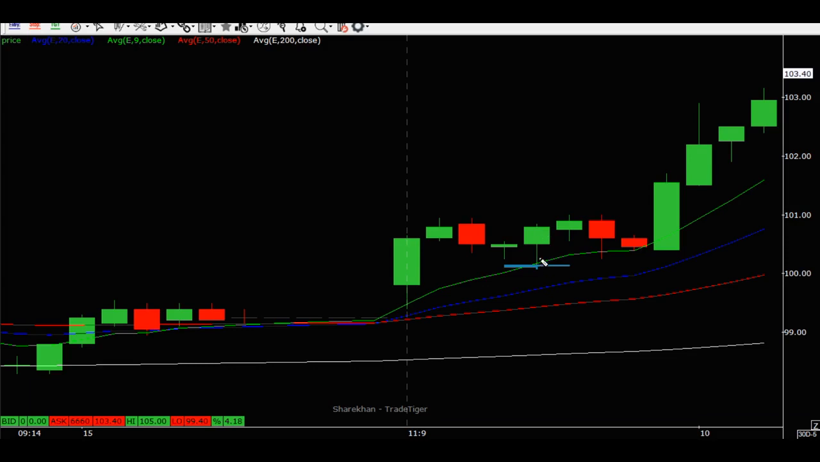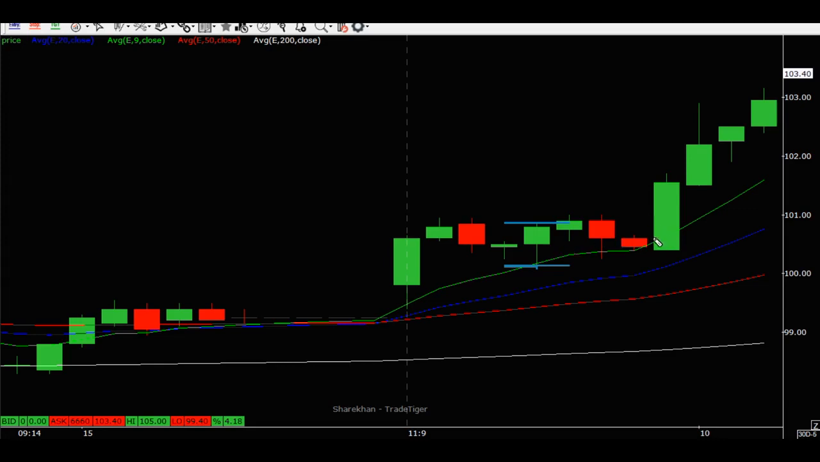So we get our signal when this hammer is formed. We can enter above this hammer high, keeping our stop loss below this hammer low. Or if you want some more confirmation, you wait for another hammer, or let's say in this case, a bullish engulfing like this.